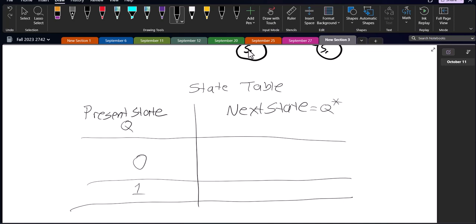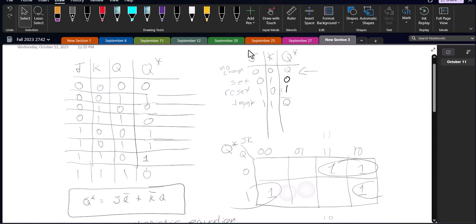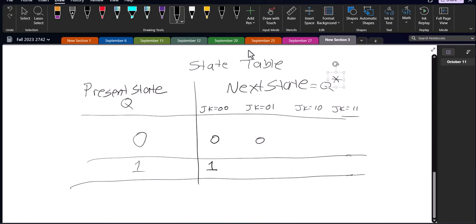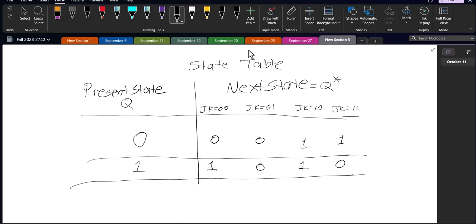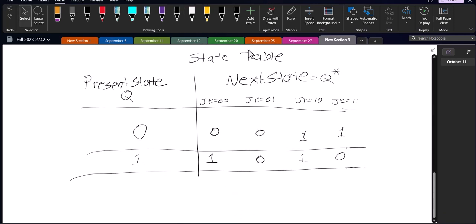Okay, and now the next state depends on your inputs. So I like to write out explicitly what my inputs are. Theoretically, I could just write here J bar K bar, J bar K, and so on, but I like to say exactly what they are. And then the next state, I'd fill that in. Make sure I get this right. 0, 1, 0, 1 is 0. 1, 0 is 1. And 1, 1 is toggle. So that is a state table.